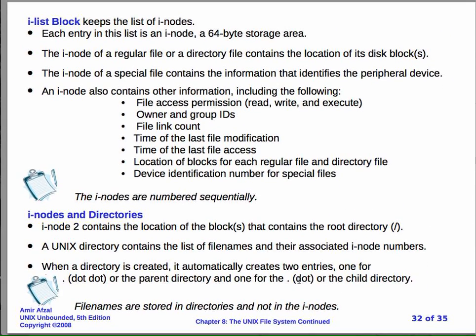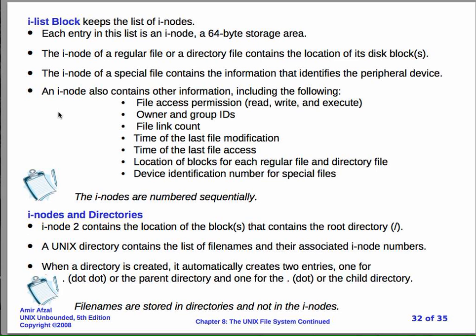The iList block is a table of inodes. So it's a table. Each entry in this list is an inode that is a 64-byte storage area, and that changes actually with different file systems. I believe this is still good. It's a 64-byte storage area, I believe. The inode of a regular file or directory contains the location of its disk block. So it just tells you where in that disk to find all the different parts of the file. The inode of a special file contains information that identifies a peripheral device. So these are device files and things like that.